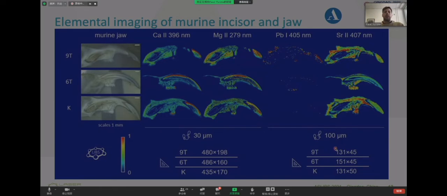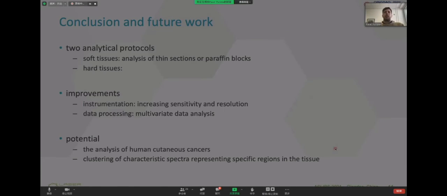So those are very briefly some results that we are able to provide and do the analysis. And just let me really briefly do some summarization of my work, just some recent results that we can really provide the analysis of soft and hard tissues. I'm just showing only the analysis of murine samples, but we are also working on the analysis of human skin cancers that we have also already published.